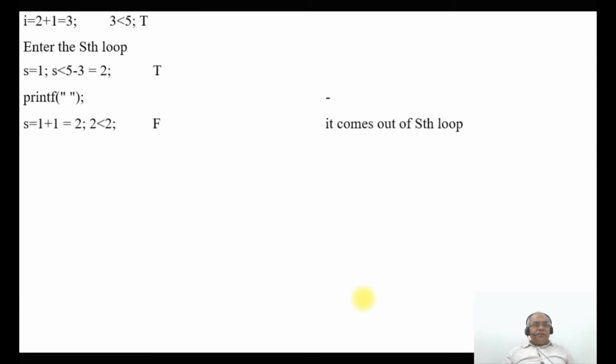So after that it comes out of the loop and it enters into j. The j value is 0. Is 0 less than or equal to 3? The condition is true. So i is 3 and j is 0, c is equal to 1, so it prints the value 1 and gives 1 space.